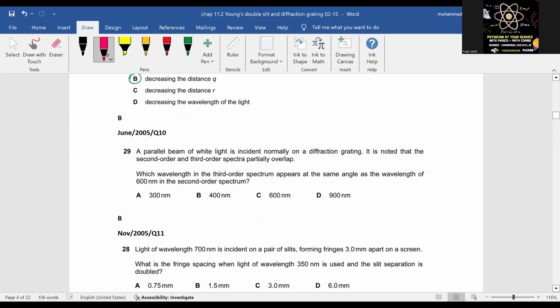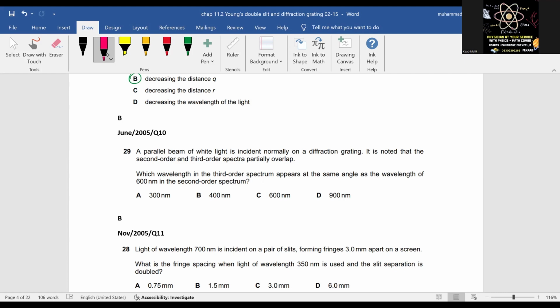A parallel beam of white light is incident normally on a diffraction grating. It is noted that the second order and the third order spectra partially overlap. Which wavelength in the third order spectrum appears at the same angle as the wavelength of 600 nanometer in the second order spectrum?